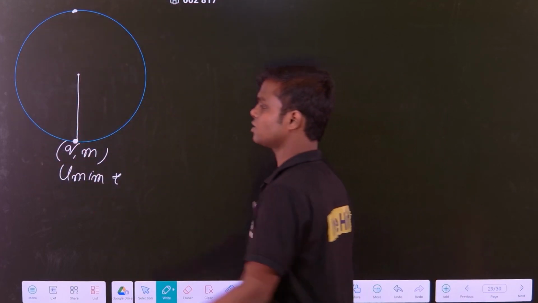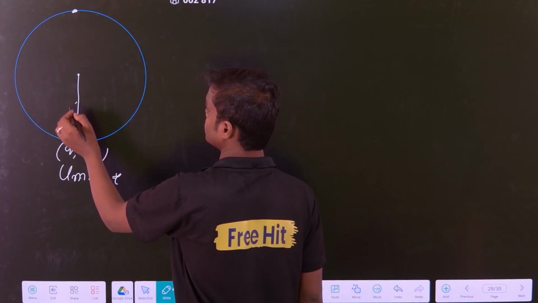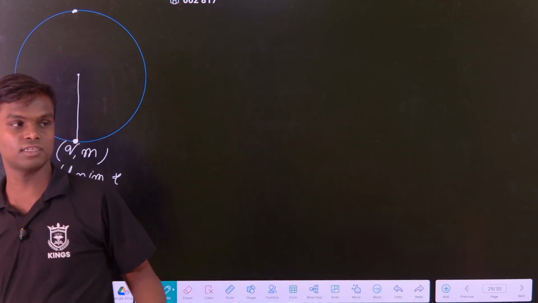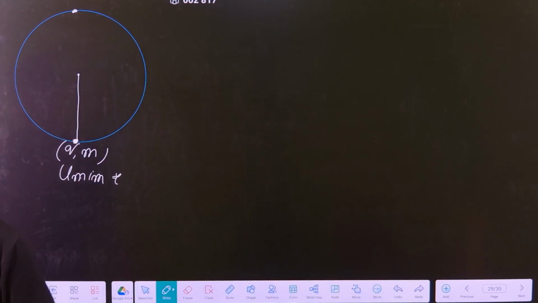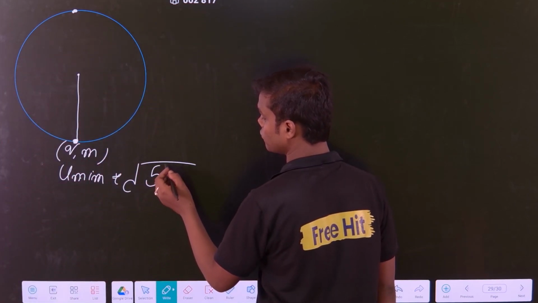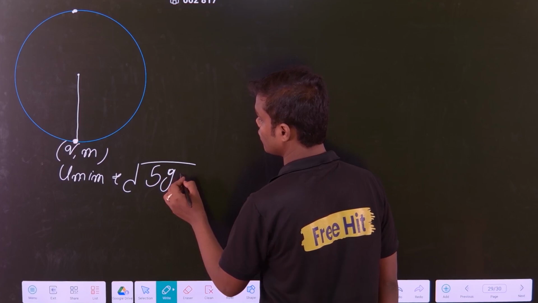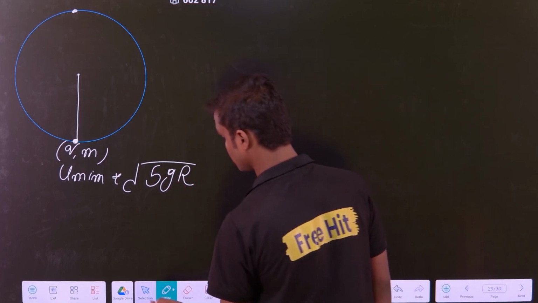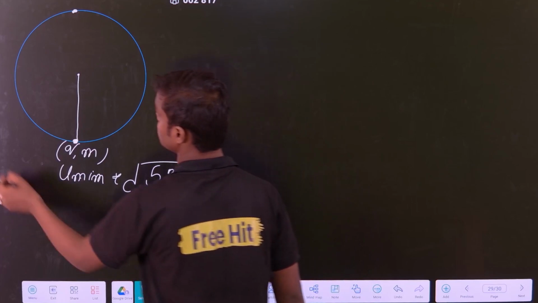What is the formula? Can you tell me what will be the U minimum so that it can do the complete circle? The formula, if you remember, is root 5 g R, correct? This is the formula.